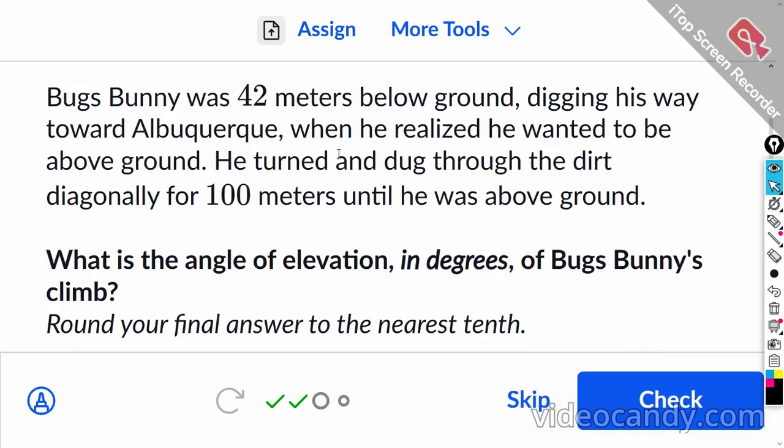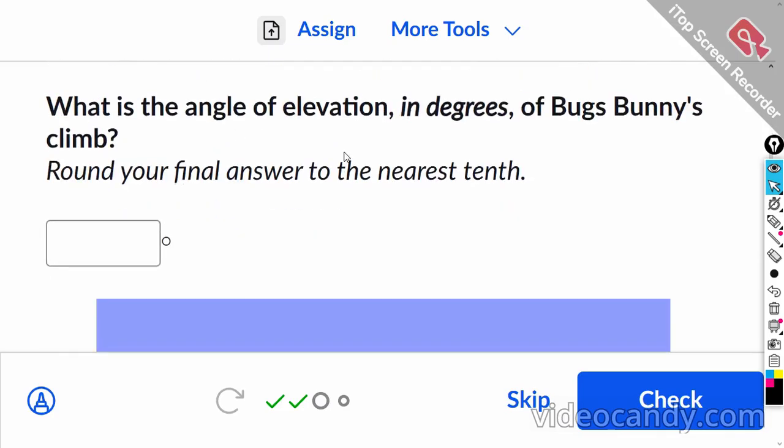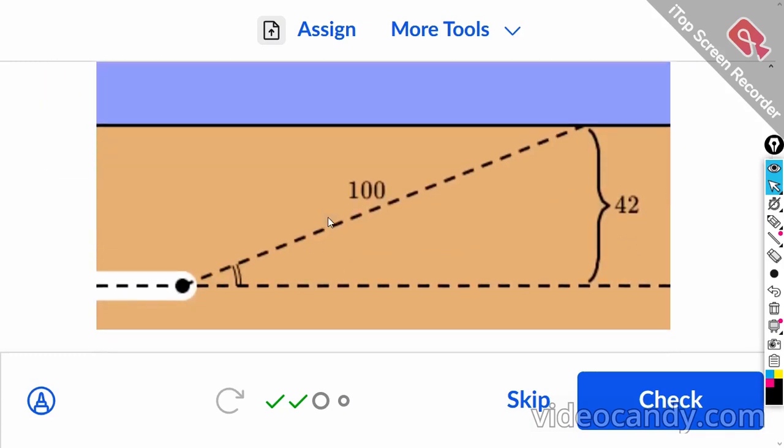All right, like I said, most of these you don't need to read, okay? So they're asking, what is the angle of elevation in degrees of Bugs Bunny's climb? Round to the nearest tenth. All right, so angle of elevation. We said that is the angle being made with the horizon. Okay, this right here, the flat would be the horizon. This angle right here would be the angle of elevation. Okay, so this is the one we're trying to solve for. This is the angle theta.